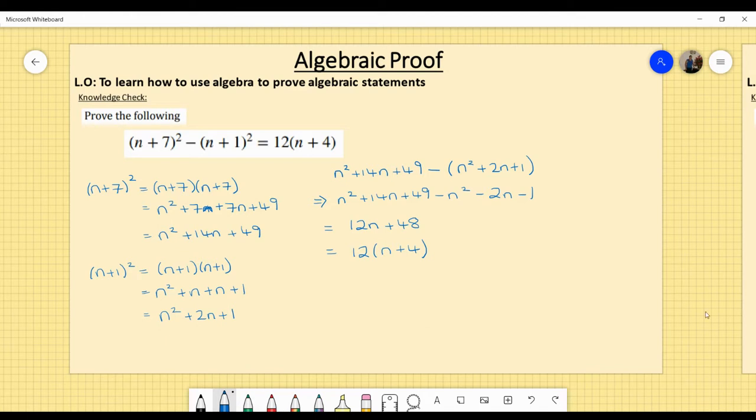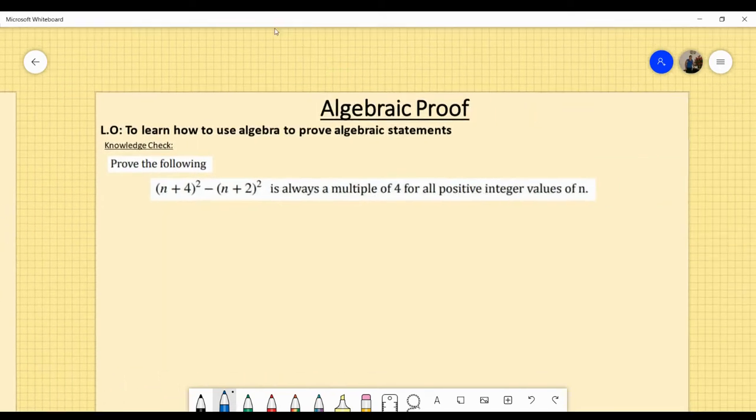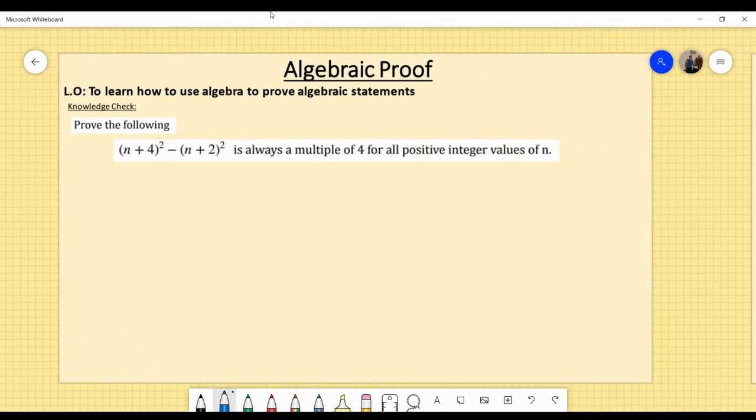Okay, so we're going to have a look at another question now. So if you can have a go at this one, see how far you can get, and then hit play when you're ready for me to go through it with you.